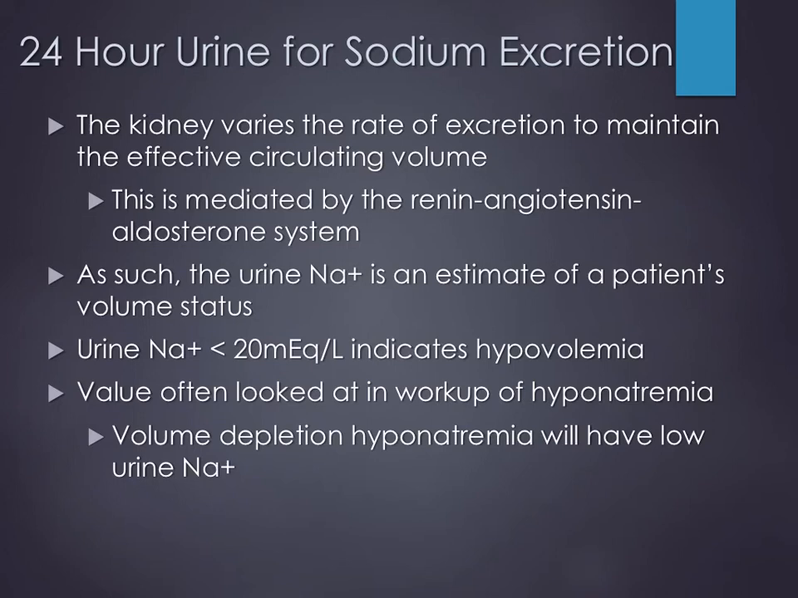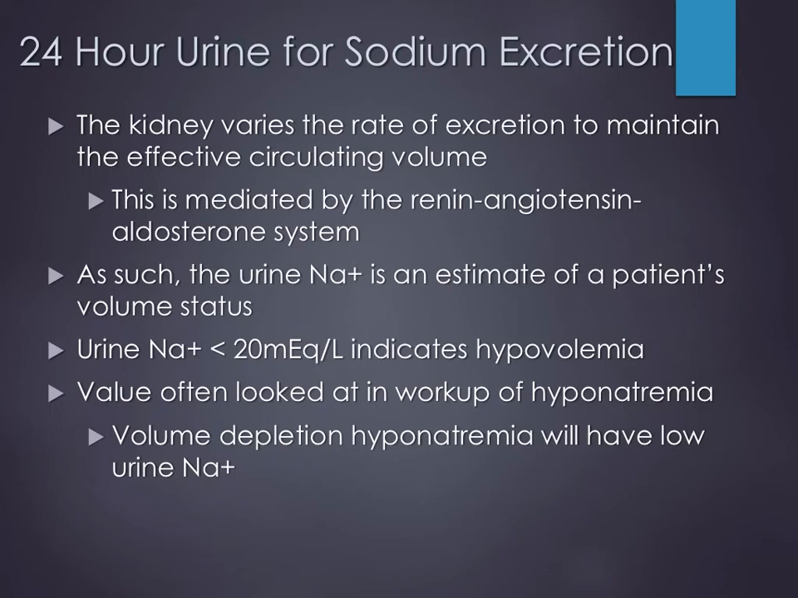The kidneys will vary in the rate of excretion of sodium to maintain your circulating volume. So if you're becoming dehydrated, the body's going to hold on to more salt, so you retain more fluid, and as such you'll have less salt in your urine. However, if you are volume overloaded, your body's going to want to get rid of salt so that water will follow it, and you may have a higher concentration of salt in your urine.